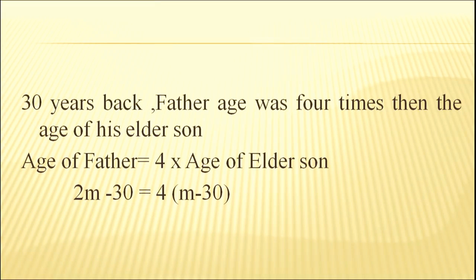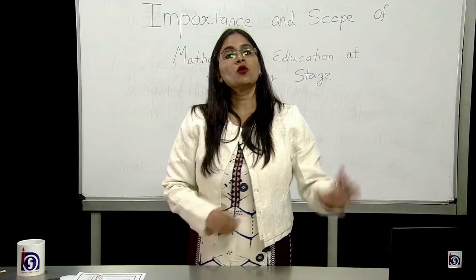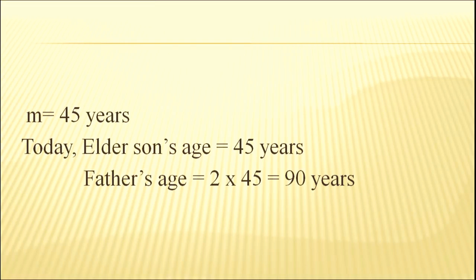So the age of father equals 4 into the age of elder son. 2m minus 30 equals 4 within bracket m minus 30. So when we solve the equation, m would be 45 years. So the elder son's age equals 45 and the father's age is 2m, that makes 90 years.